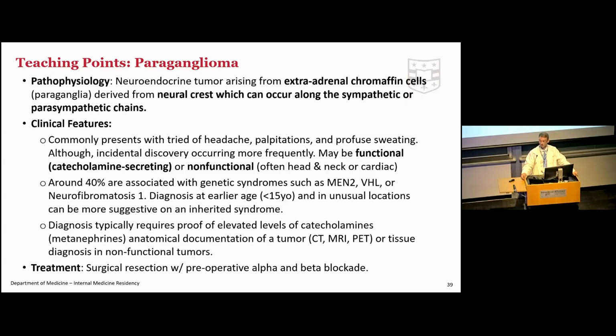About 40% are associated with genetic syndromes like MEN2, von Hippel-Lindau, and neurofibromatosis type 1. And usually when patients are diagnosed at a younger age or in an unusual location like this, they would be more likely associated with a genetic syndrome. And usually you need either imaging findings consistent with the tumor morphology or the secretory nature of it with the metanephrine testing. And almost always you're going to do surgical resection. If it's secretory, then you need the preoperative alpha and beta blockade. But again, that's all I got for my teaching points.